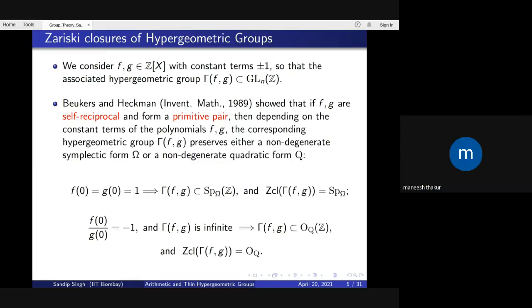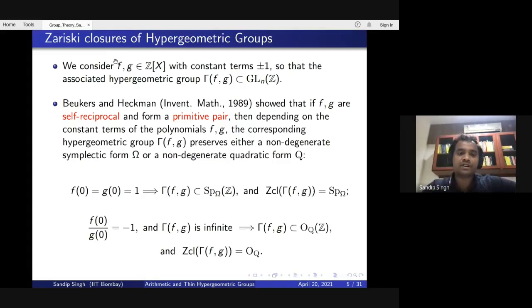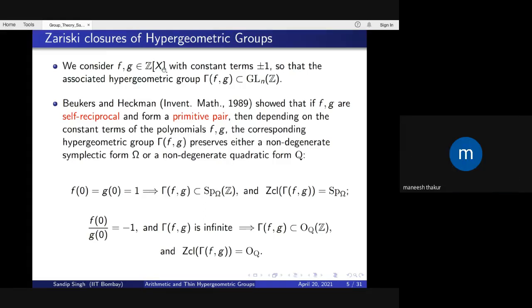So this quadratic form is integral, right? The quadratic form is integral because we have already assumed f and g are integer coefficient polynomials in this case.